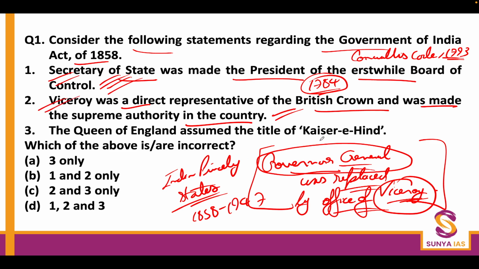The Queen of England assumed the title of Kaiser-e-Hind. This happened in 1877 when Lord Lytton, on the advice of the then British Prime Minister Benjamin Disraeli, gave the title of Kaiser-e-Hind to Queen Victoria in the Delhi Darbar. Okay, this has nothing to do with the Government of India Act 1858. The third statement is wrong. First and second are right. B option is correct.